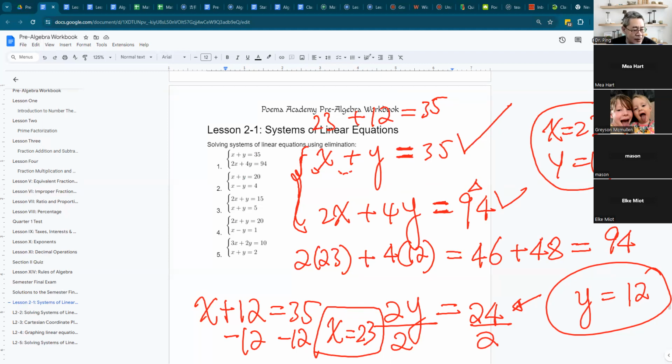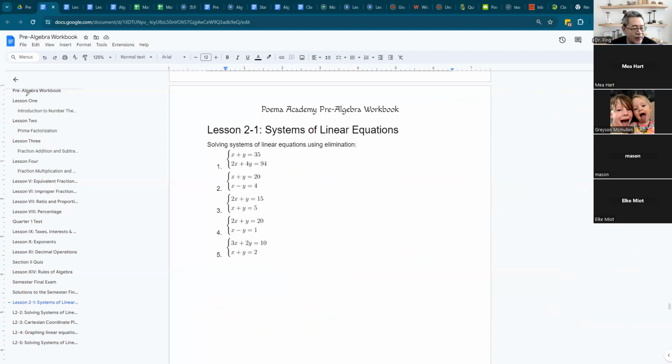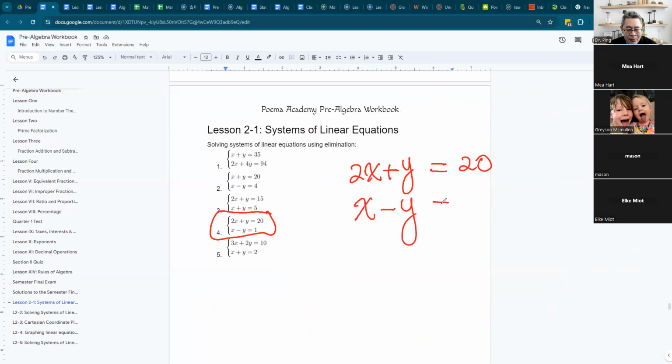Okay, very good. So I'm going to show you another, and if you haven't done this yet, just finish the rest. Okay, I'm going to pick this one. We got 2x plus y equal to 20, and x minus y equal to 1.